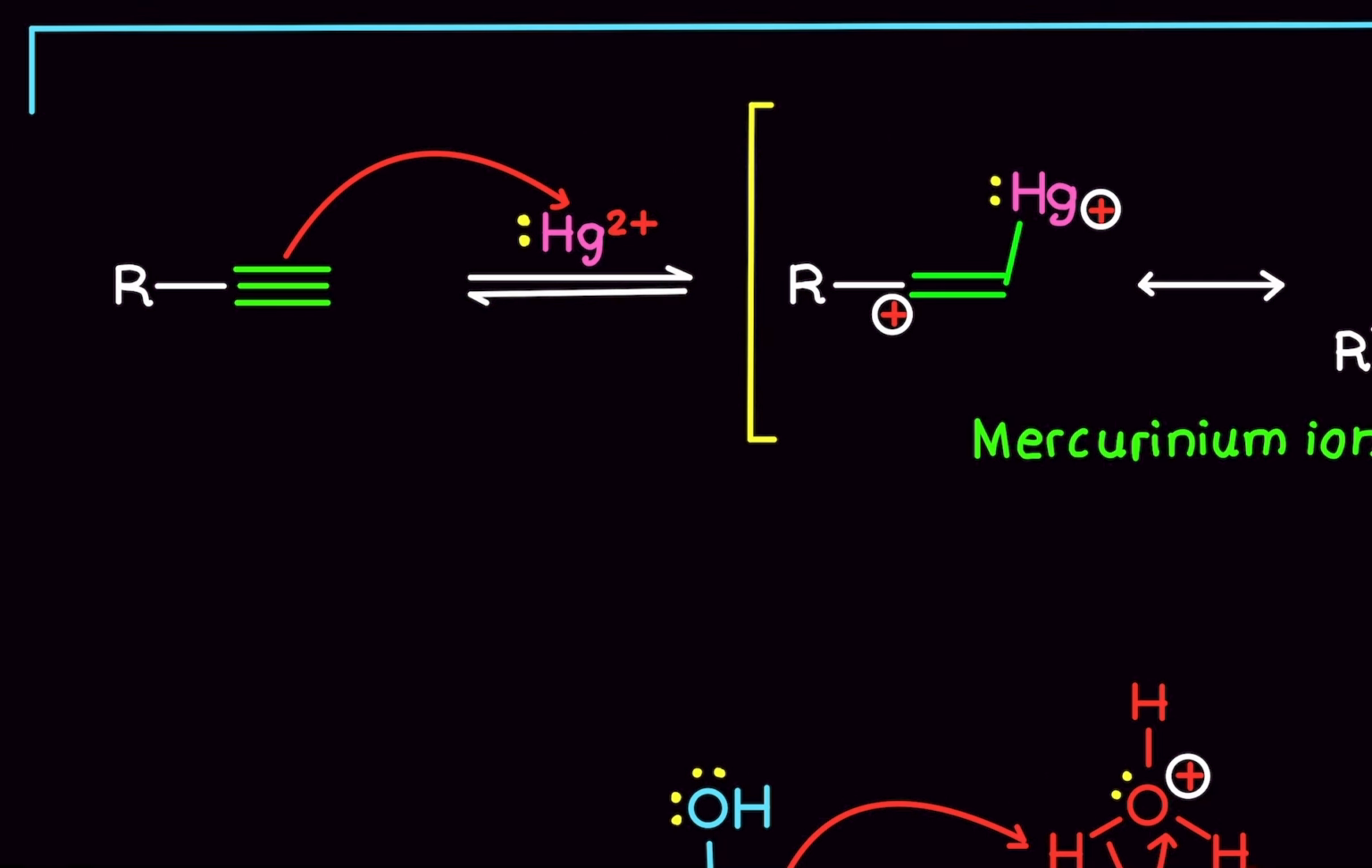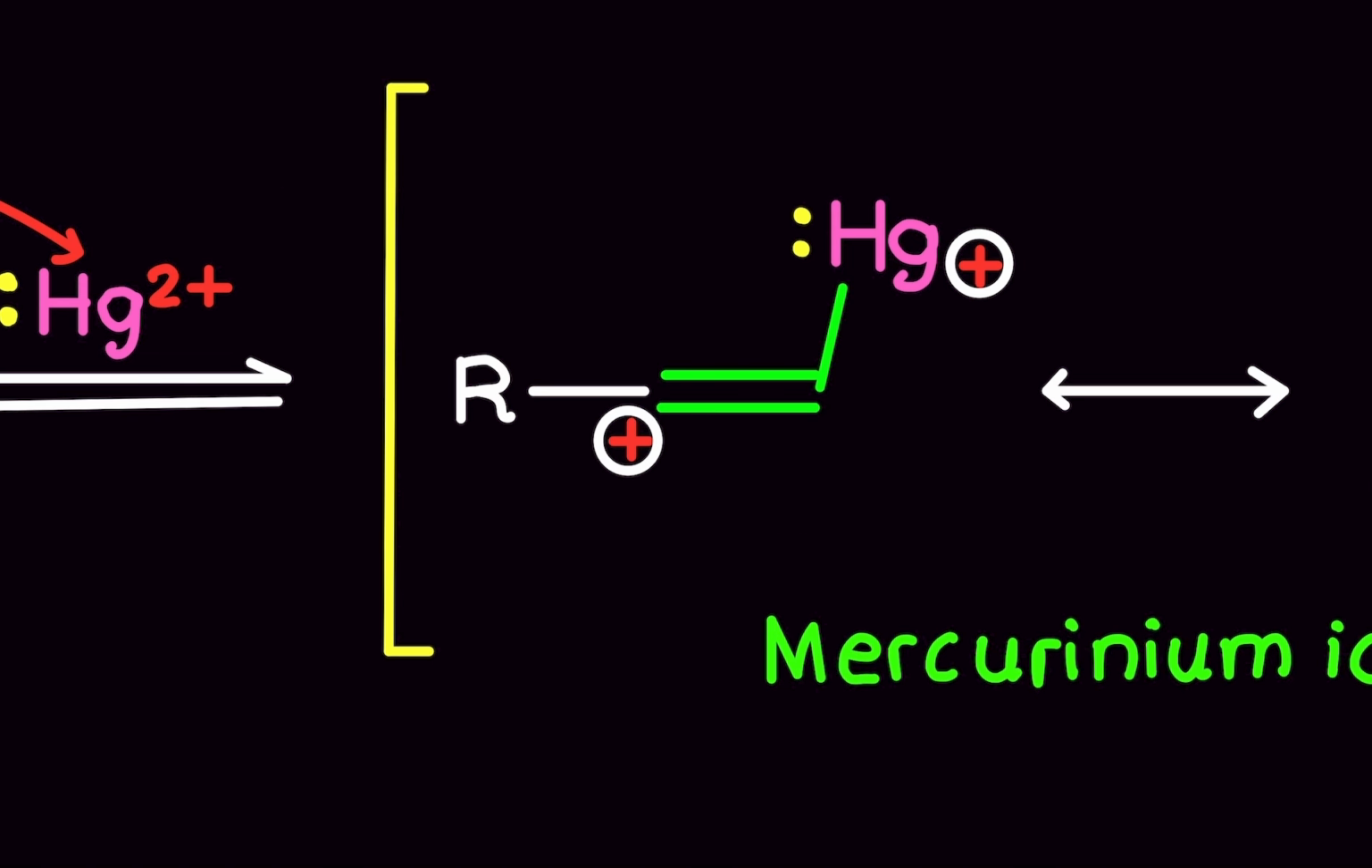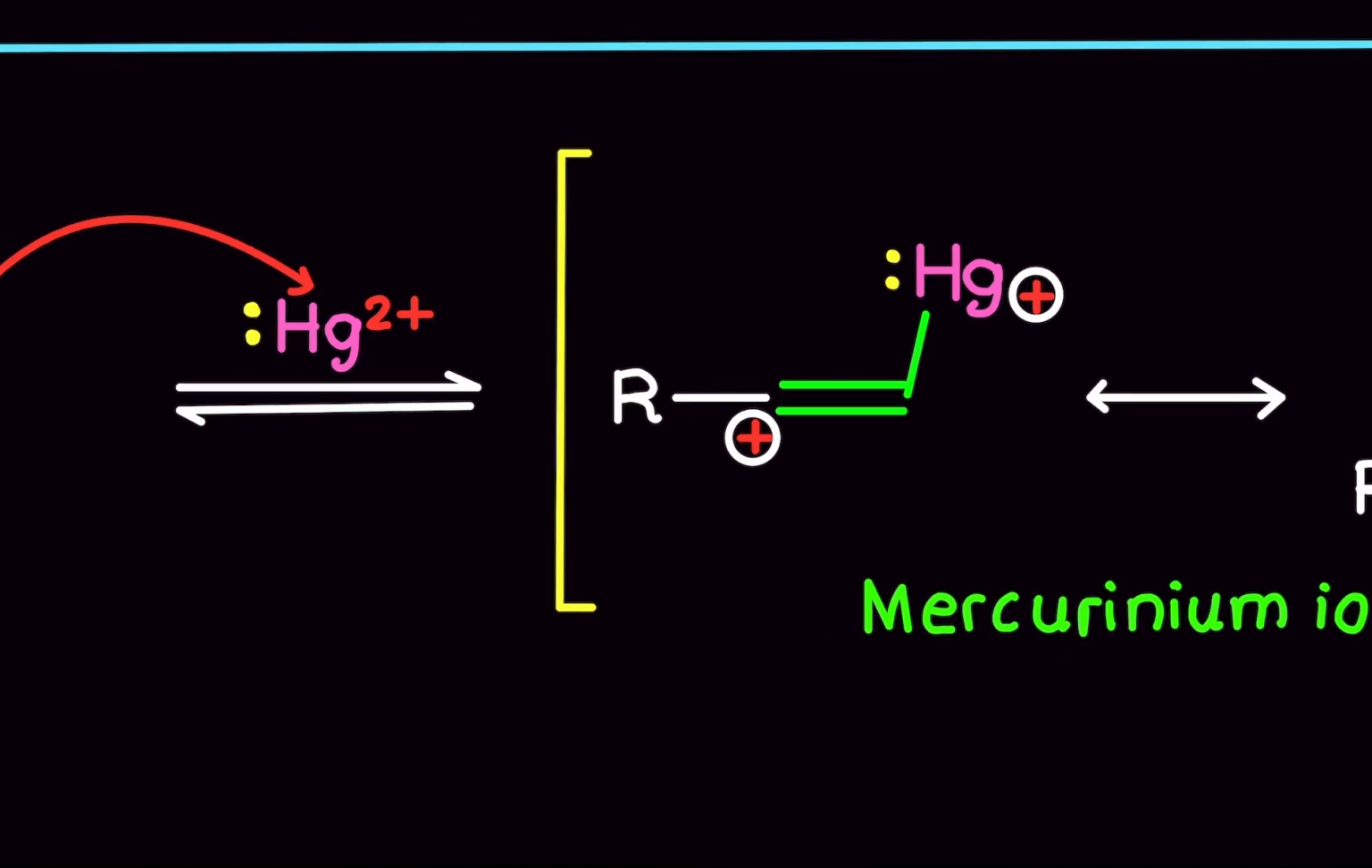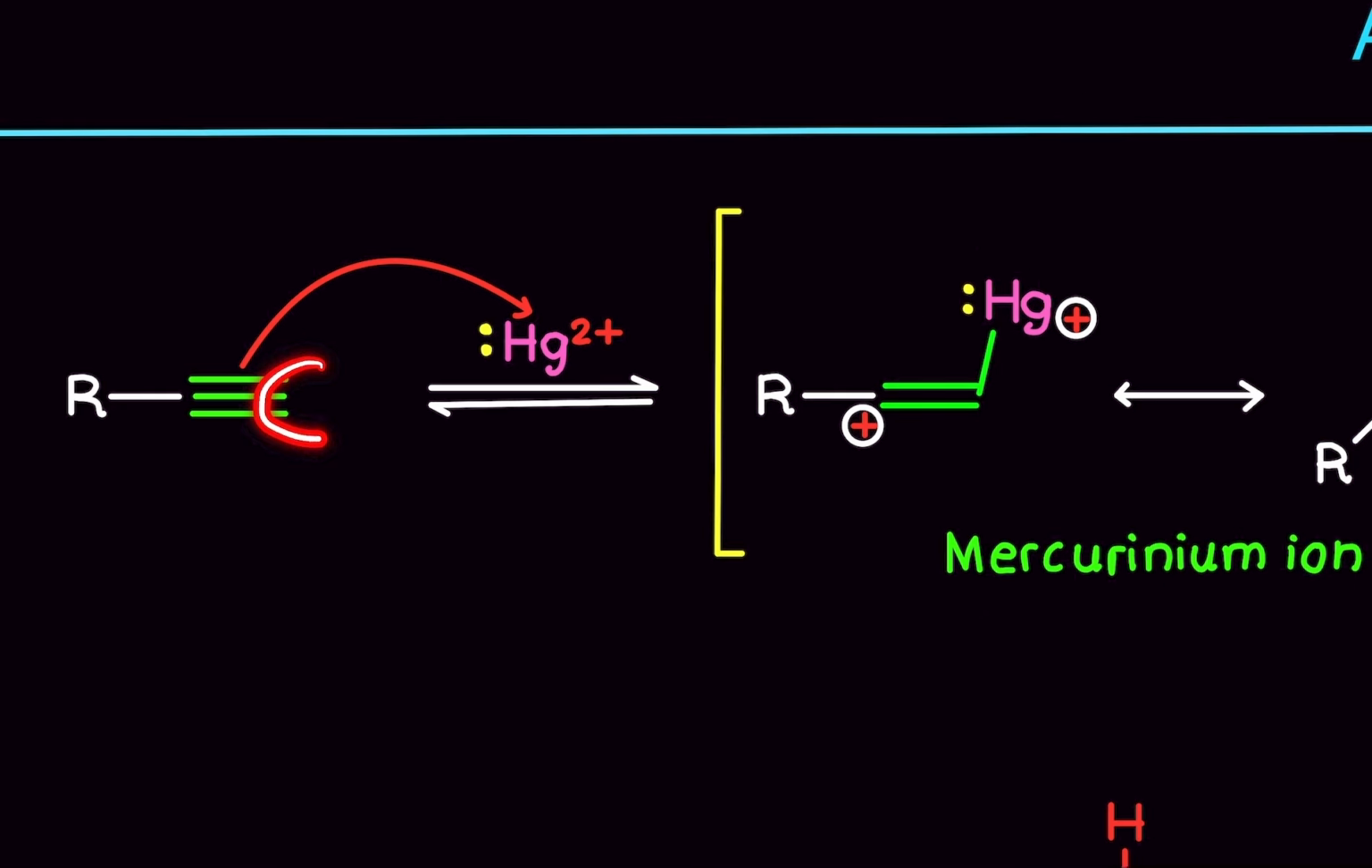So the pi bond is going to attack this because this is positively charged. This is like an electrophile, 2 plus. It's positively charged, so it acts as an electrophile. So it's going to bond to the less substituted carbon, because we form our carbocation, and the carbocation needs to be at the more substituted carbon for stability purposes. So once again, this is the less substituted side, this is the more substituted side. That is why the mercury ion bonds here to the less substituted side, so we can get the carbocation on the more substituted side.